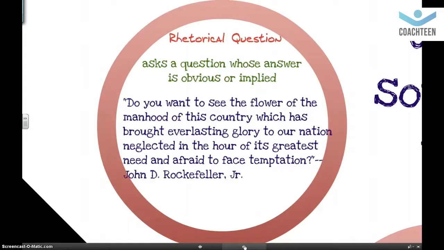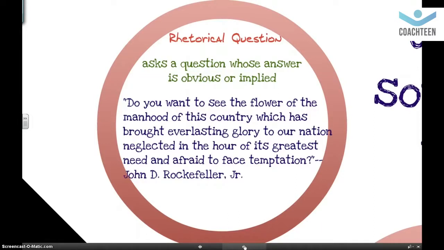Do you want to see the flower of the manhood of this country, which has brought everlasting glory to our nation, neglected in the hour of its greatest need, and a prey to fierce temptation?